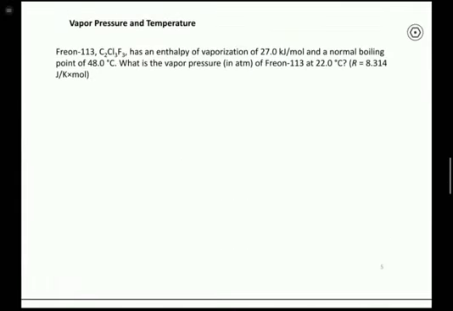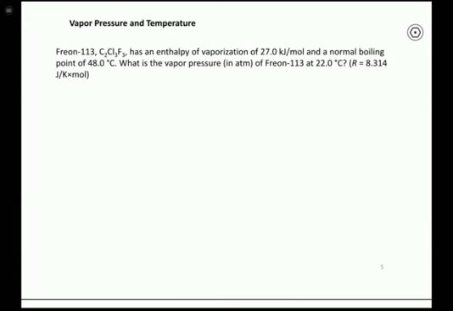Alright, so in this problem here we have a relationship between vapor pressure and temperature. So we're talking about Freon 113, which we give the formula for. It has an enthalpy of vaporization of 27 kilojoules per mole and a normal boiling point of 48 degrees Celsius. What is the vapor pressure of Freon 113 at 22 degrees Celsius? We're also given the value of R in joules per kelvin mole. So this is a problem where we have two temperatures, and we're asking for a new vapor pressure at a given temperature. So we're going to use the one equation we know that relates vapor pressure and temperature.